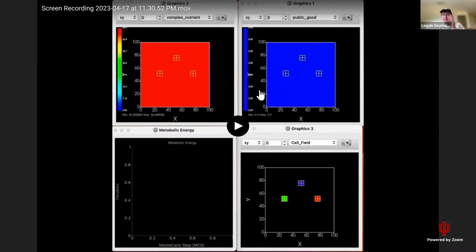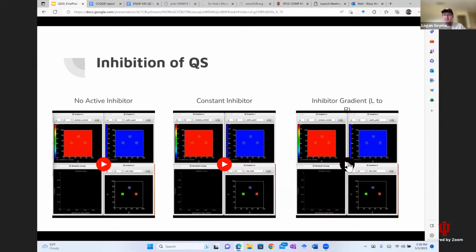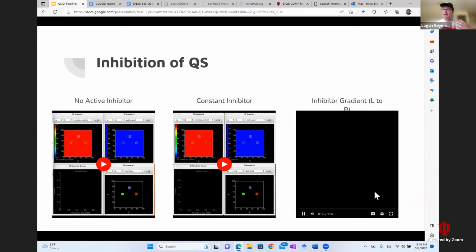I don't have graphs of in vivo data here just because that drug is still in development, but it's pretty close to the proteolysis assays we observe, as well as the bioluminescence curve, which was really exciting. So the next thing we wanted to test was an inhibitor gradient.